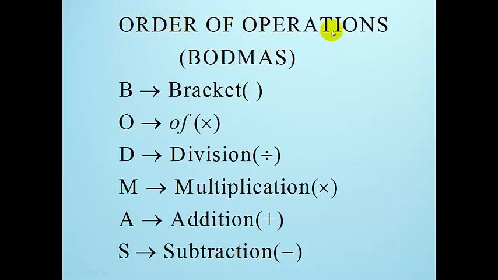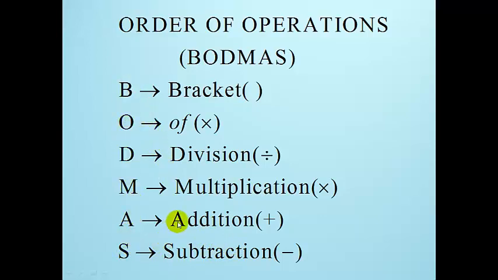Now, order of operations. We have what we call BODMAS. B is the bracket. O is of, that's multiplication. D is the division. M is multiplication, A is addition, and S is subtraction. So we have what we call BODMAS.